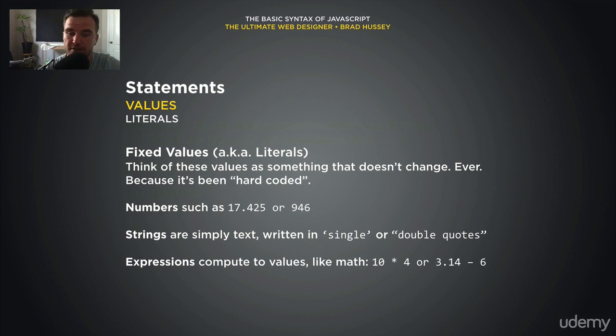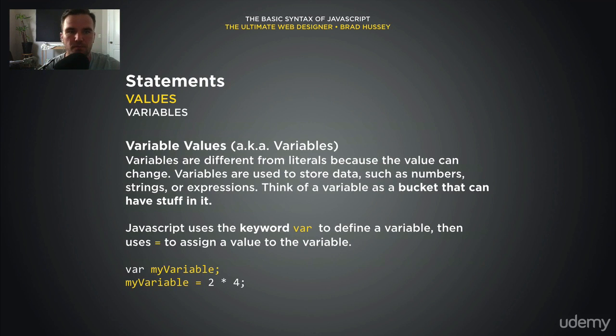And expressions compute to values, kind of like math. So 10 times 4 or 3.14 minus 6. These are fixed values because they are hard-coded. The number itself, the string, or the expression. These are hard-coded, fixed, or literal values.